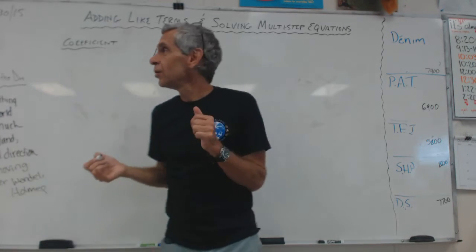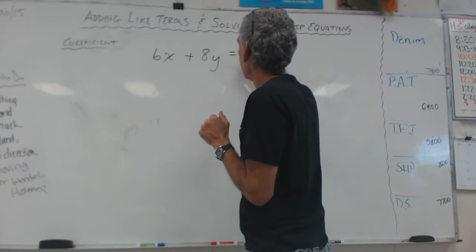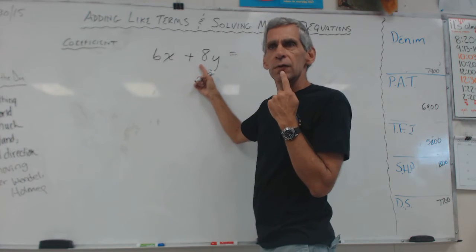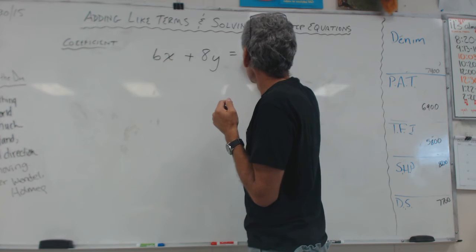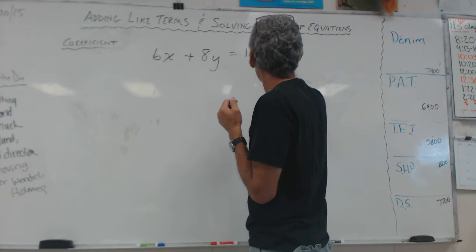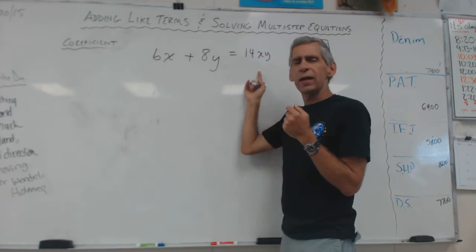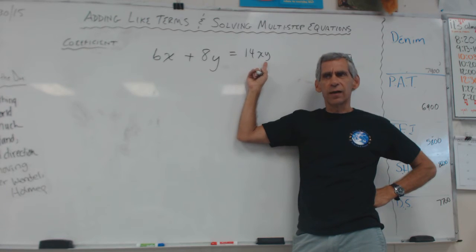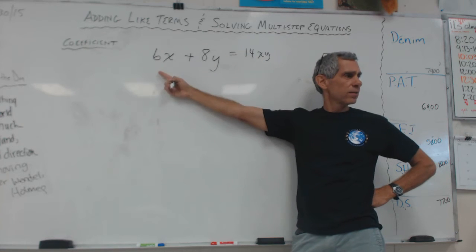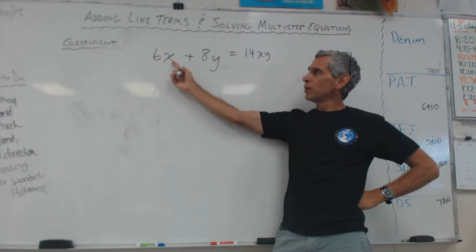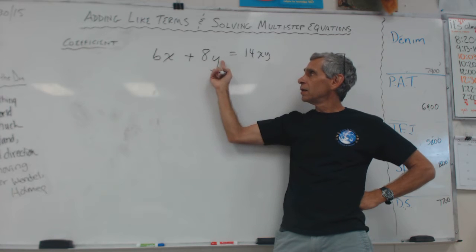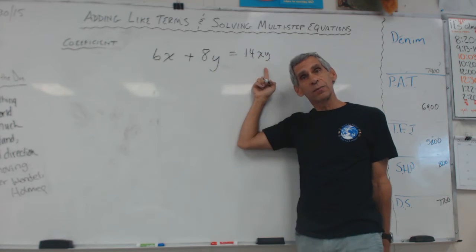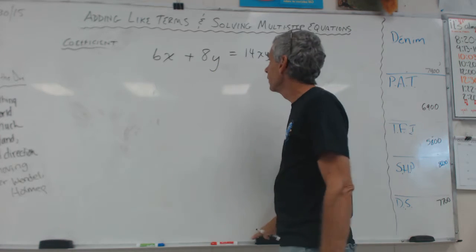6x plus 8y. So that would give me what? What's 6 plus 8? It would be 14. Would it be 14xy? Wait, what does xy mean? What's the operation between x and y? Multiply, right? Here, is there anything that says multiply? Am I multiplying x times y? No. That can't possibly be the right answer, right?